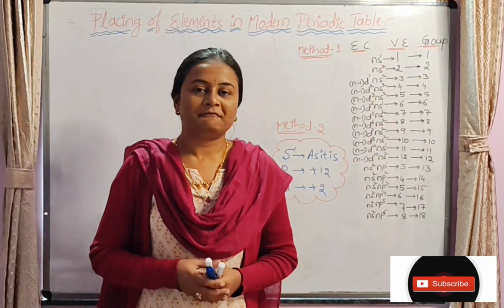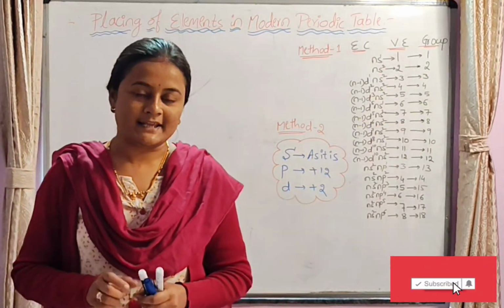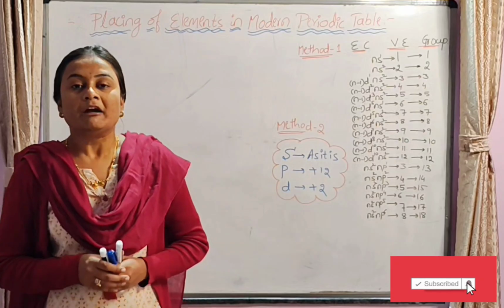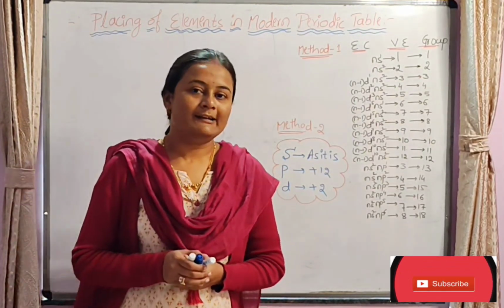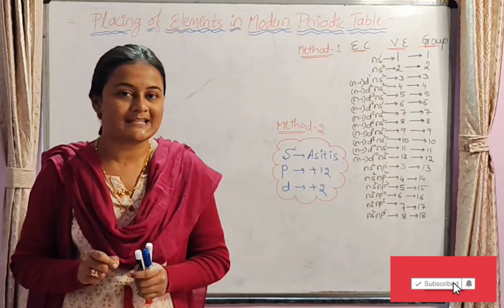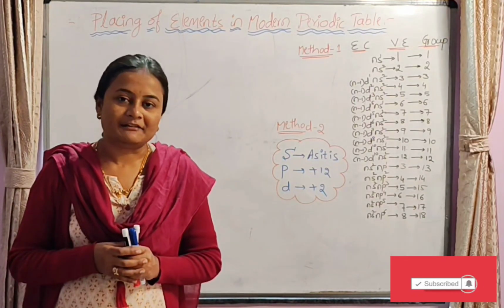Hello. Today we discuss the placing of elements in the modern periodic table. We all know that there are 118 elements in the modern periodic table, and those 118 elements are placed in different periods and different groups.